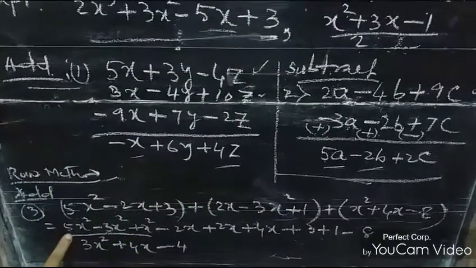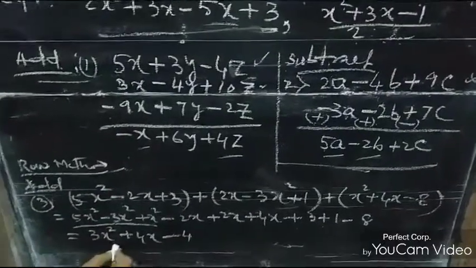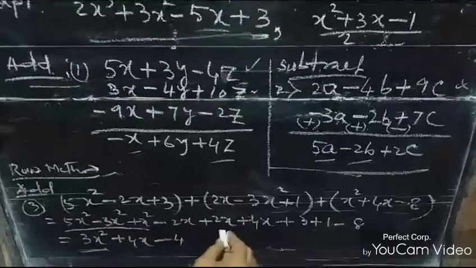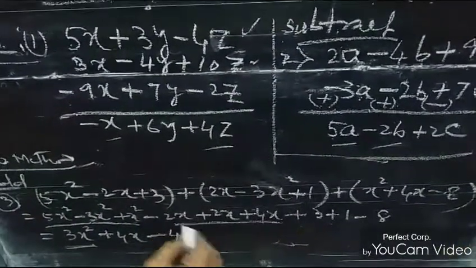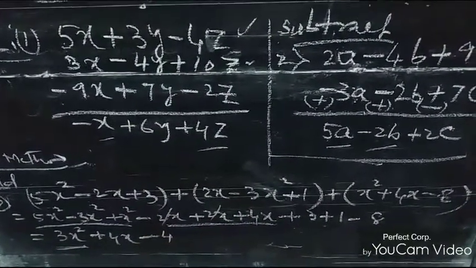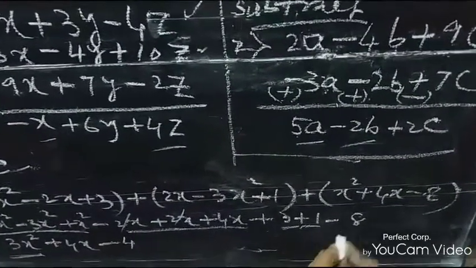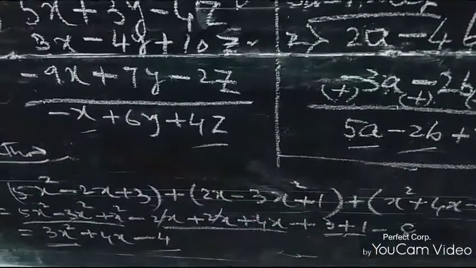Suppose this is 5 and 1 x square, there is 6. 6 minus 3x square, it is coming plus 3x square. Then the x terms: here 2x minus plus, it is gone off, and 4x is only remaining. Here 3 plus 1 is 4, minus 8, that is minus 4.